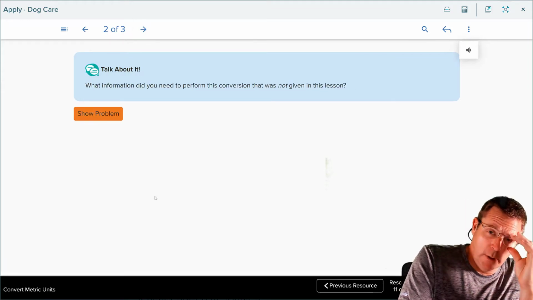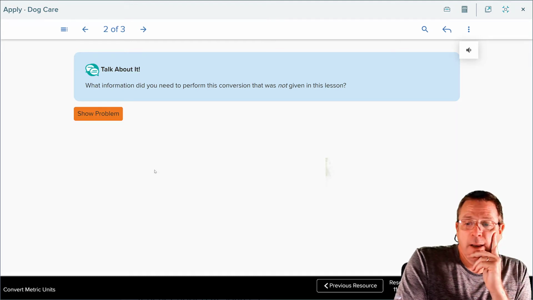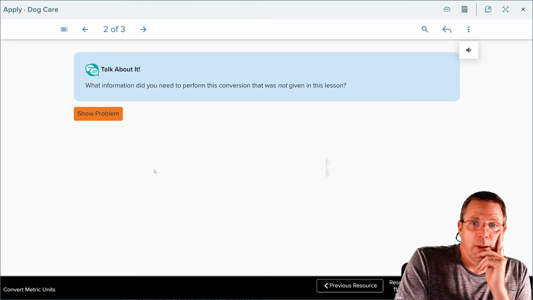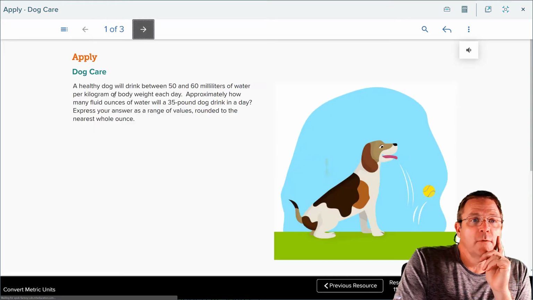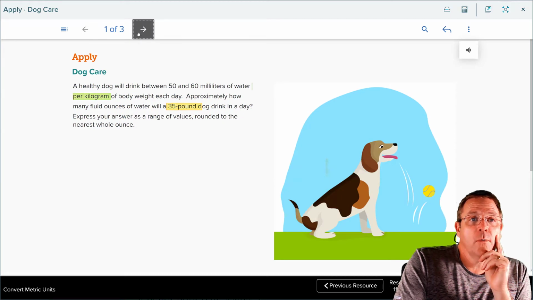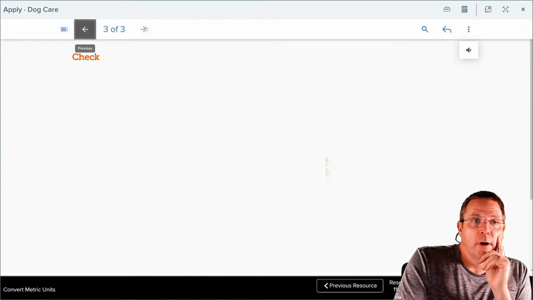What information do we need to perform that is not given in the lesson? Well, we need to find out how many kilograms are in a pound. From there we can figure out the rest of it because it is per kilogram of dog weight. So how many kilograms are in a pound? Make the conversion factor and then solve the problem.